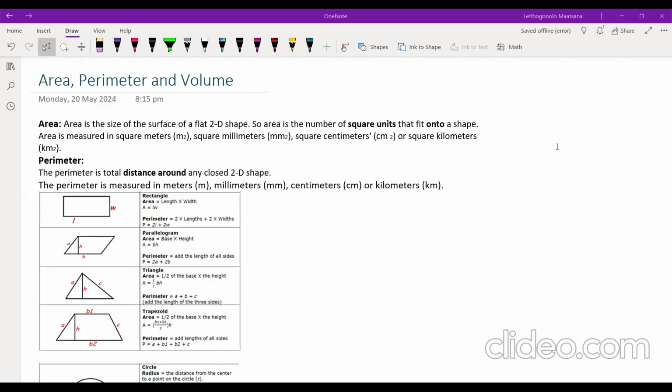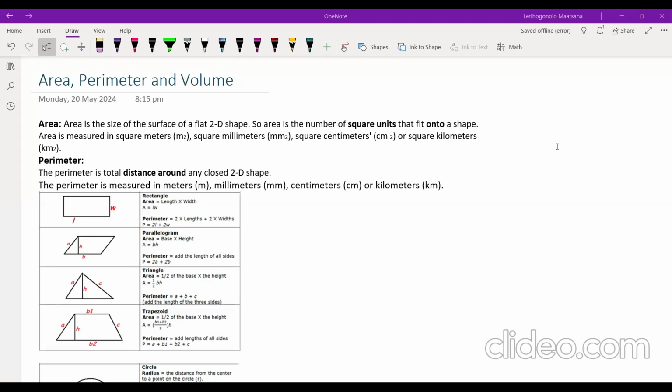Hi, for this lesson, we'll be looking at area, perimeter, and volume. Area is the size of a flat 2D shape. It means that it counts the number of square units that can fit into that shape. We measure it in meters squared, square millimeters, square centimeters, or square kilometers.